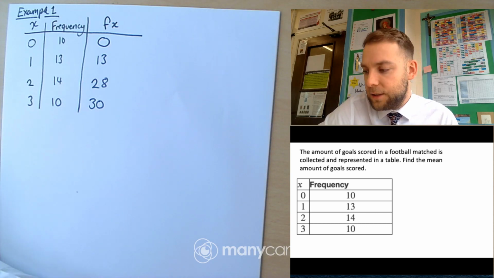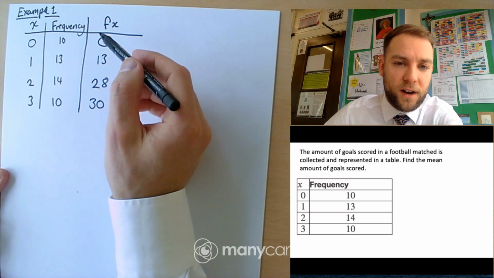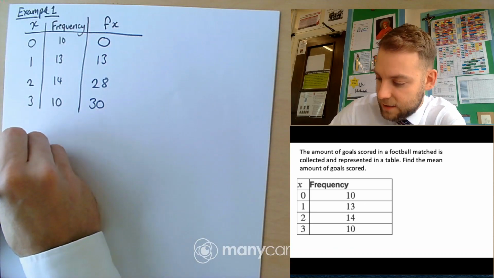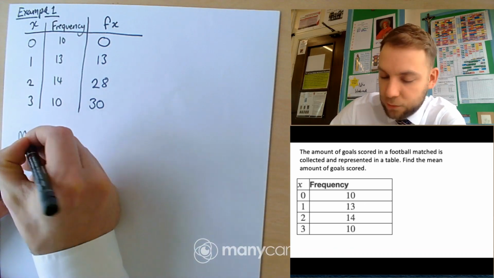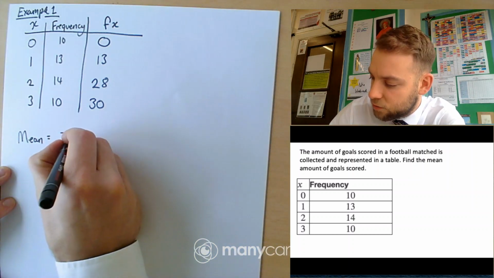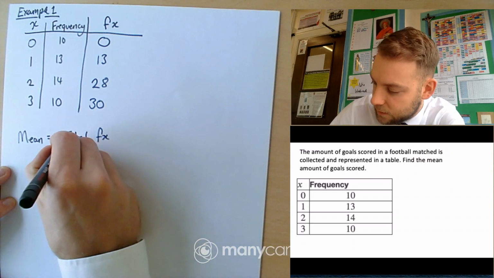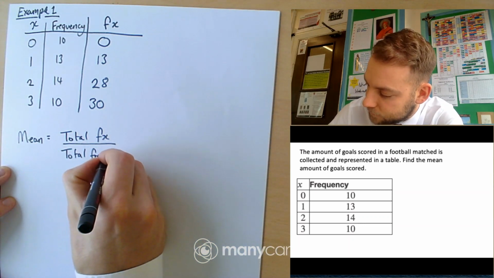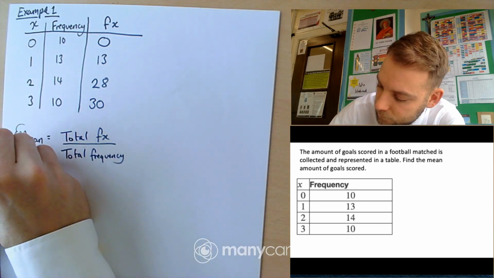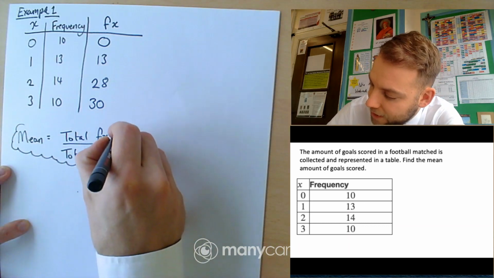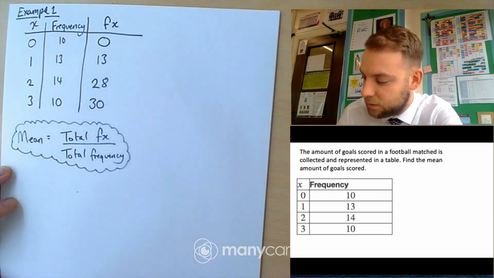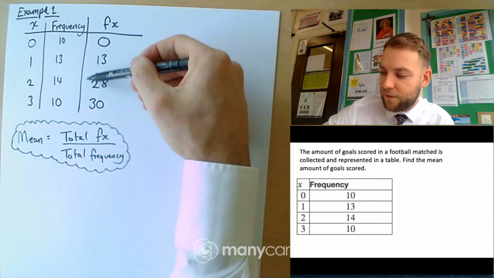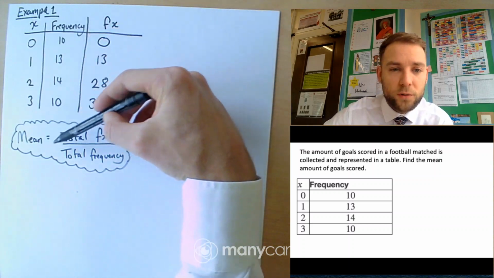Okay? So, if you want to find the mean from a frequency table or a group frequency table, there is a formula for this: the mean is equal to the total FX column divided by your total frequency. It's worth writing that down and highlighting that in your book. Again, if you need to pause to do that now. So the mean is equal to your total FX divided by your total frequency.